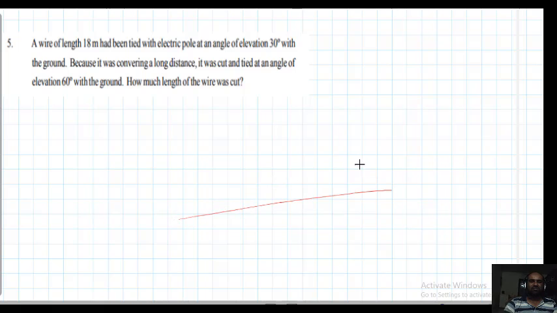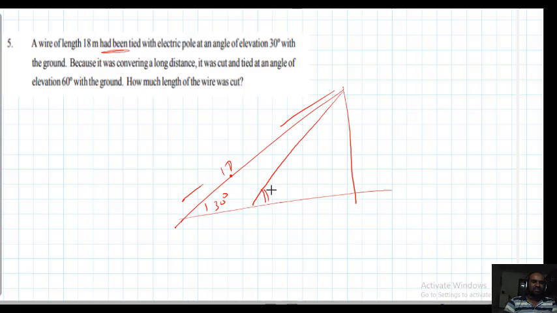Actually, for example, this is the ground, this is the pole, so this is the actual wire. A wire of length 18, this is 18, had been tied with the electric pole at an angle of 30 degree with the ground. Because it was covering a long distance, it was cut and tied, so somewhere they cut it and tied, and now it is making 60 with the ground. Now you want to find the length of this wire.